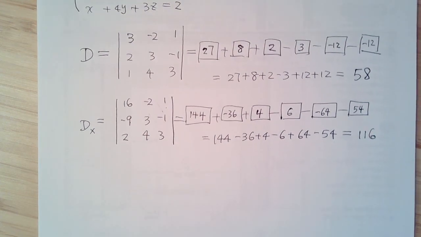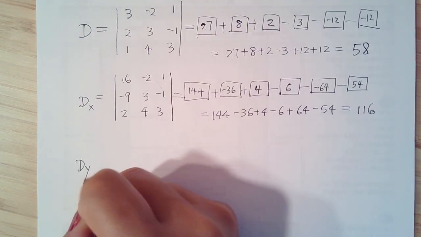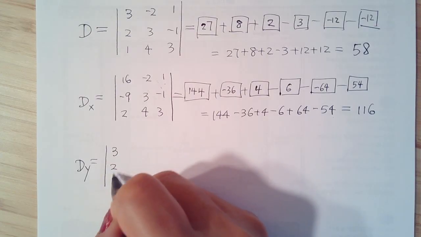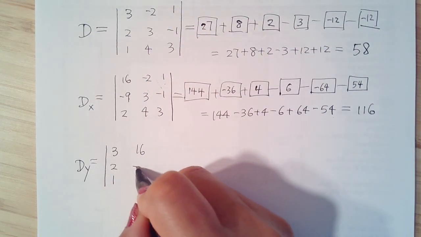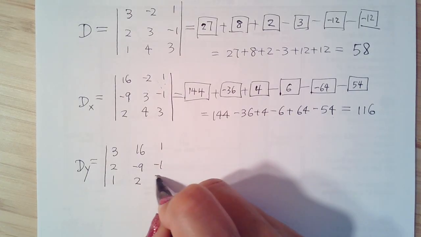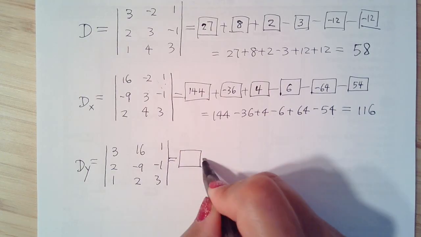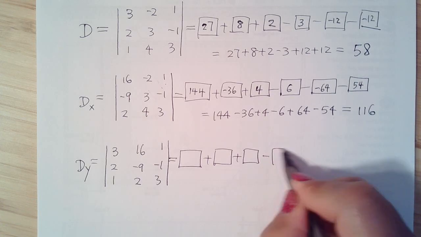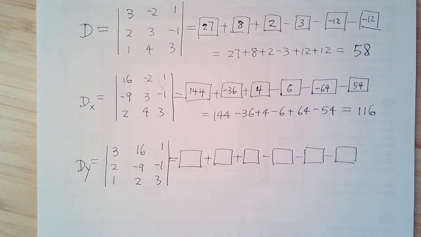So let me go ahead and finish it. I get a dy. I keep the first column, 3, 2, 1, and I use the constants 16, negative 9, 2, and then I keep the last column, 1, 3. I always prefer to do it this way, and I strongly suggest you do this because it gives you less chance to make mistakes.